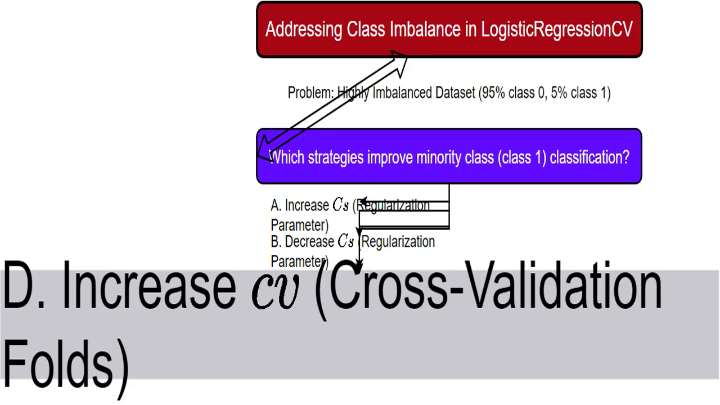Increasing the number of cross-validation folds improves the reliability of the model evaluation, not directly addressing the class imbalance. It's a good strategy for getting more robust and reliable results but doesn't specifically solve the class imbalance. While not directly addressing imbalance, it ensures that hyperparameter tuning is more robust.